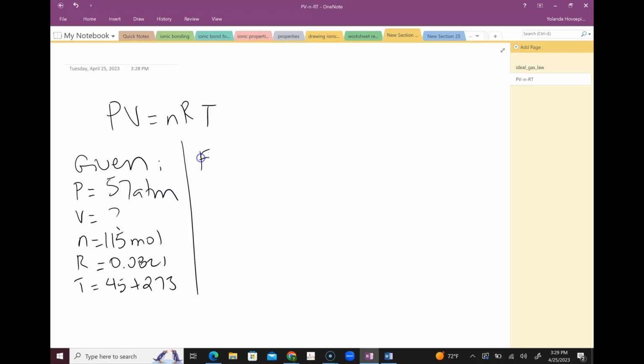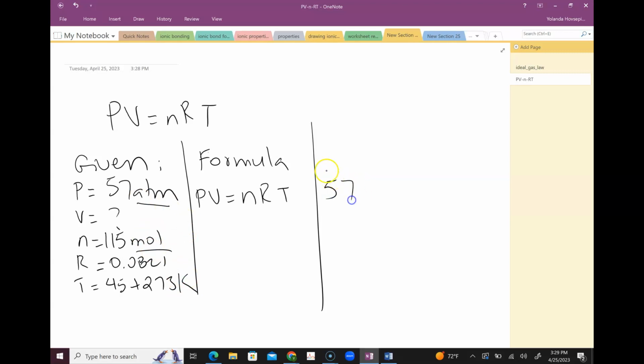So now the formula, just like we did before. PV equals nRT. And then we're going to plug in. We make sure this is ATM, that's moles, this is Kelvin, and that has its own set of units. So 57 times your unknown is equal to 115 times 0.0821 times 45 plus 273, which is 318 Kelvin.